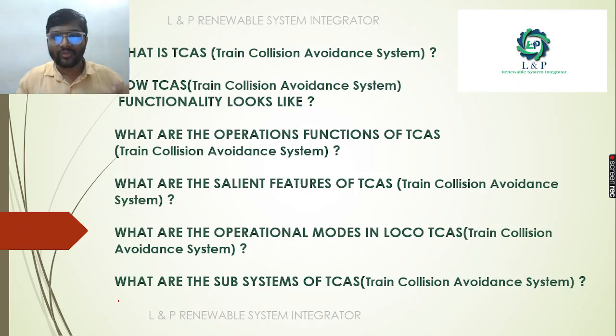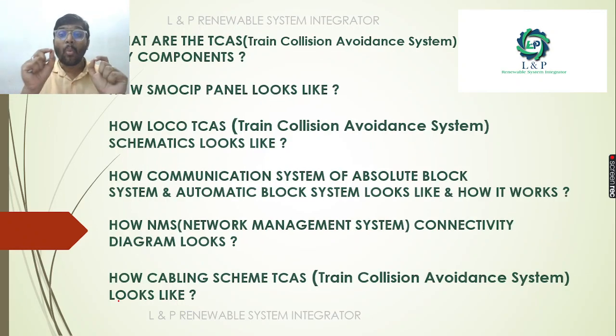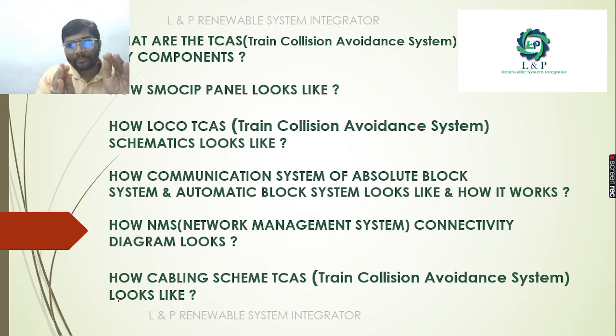the salient features of the train collision avoidance system, and what are the operational modes in the Locos train collision avoidance system, and what are the subsystems of the train collision avoidance system, and what are its key components. How does the station master's control cum interface panel look like? How do the Locos train collision avoidance system schematics look, and what are the communication systems of the absolute block system and automatic block system, and how do they work?